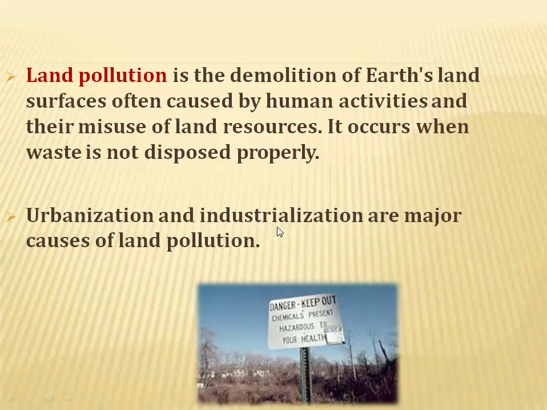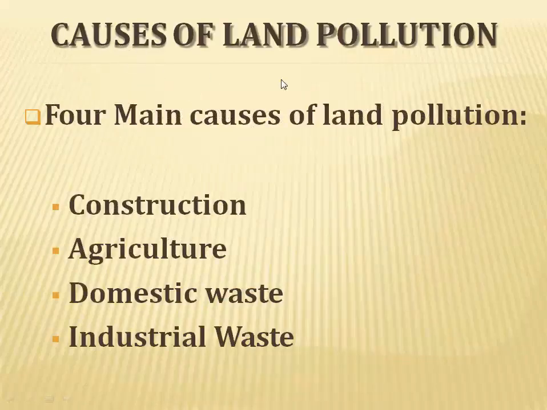Then urbanization and industrialization are major causes of land pollution. Urbanization means the increasing city size and the garbage produced in those cities. Then industrialization, the waste products of industry, which cannot always be released into the river. Such solid garbage they throw somewhere on land in distant places, and that causes major land pollution. The four main causes of land pollution are construction, agriculture, domestic waste and industrial waste.